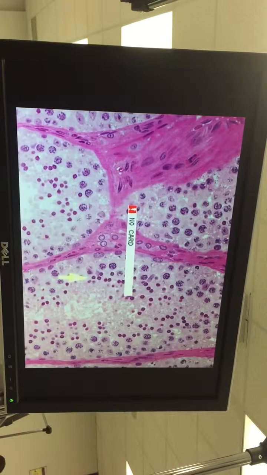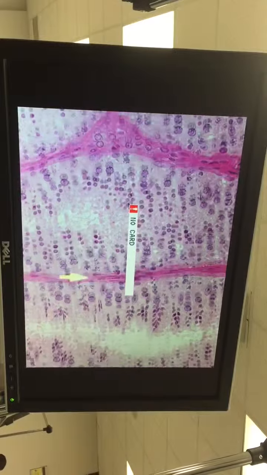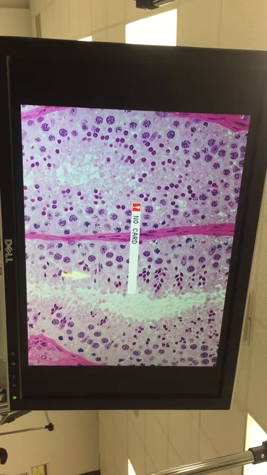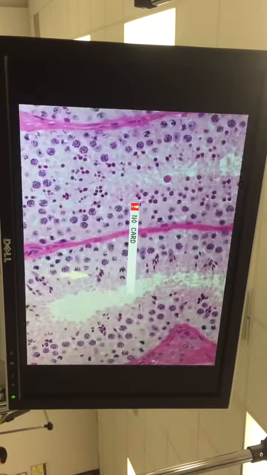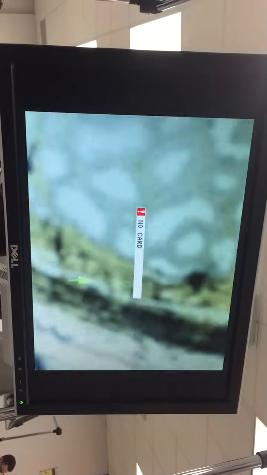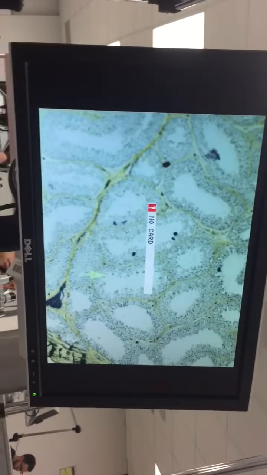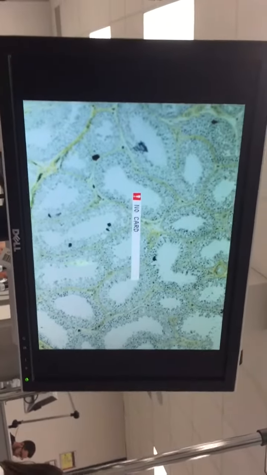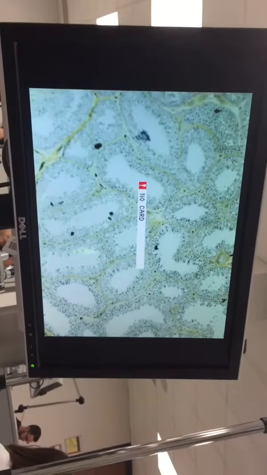Okay, this actually I think is the better slide to look at for spermatogenesis. But we have another slide that also shows pretty much the entire testes plus the epididymis. Now this one is stained with iron hematoxylin. And you can find all the same structures in the seminiferous tubules, but I think they're a little bit easier to find on that plastic section.